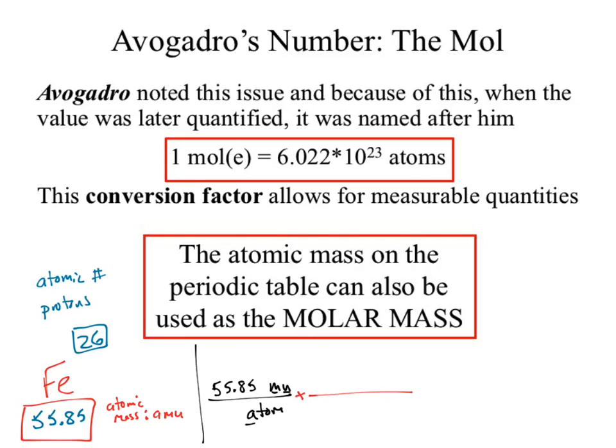Let's take atoms, and instead of looking at just a single atom, I'm now going to look at a mole of those atoms. Okay? Well, this is Avogadro's number. Avogadro's number relates those two symbols, and we have 6.022 times 10 to the 23rd atoms is 1 mole.